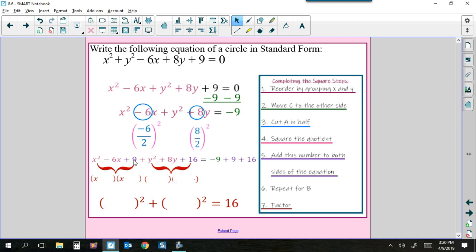And then we look at the last term, which is 9. You have to think about what times what gives you 9. So we know 1 times 9 is 9, and 3 times 3 is 9. You're going to pick the pair that gives you 6 when you add or subtract them.